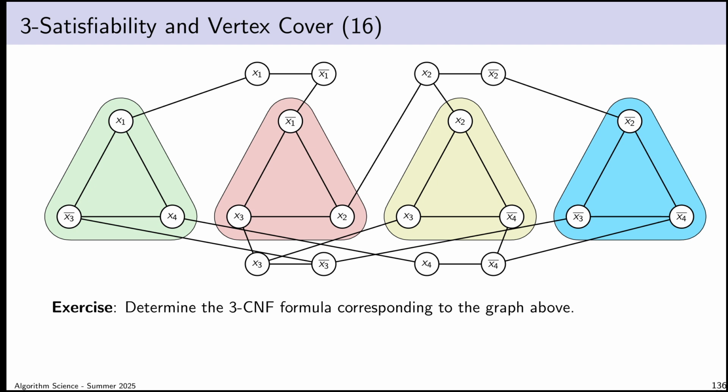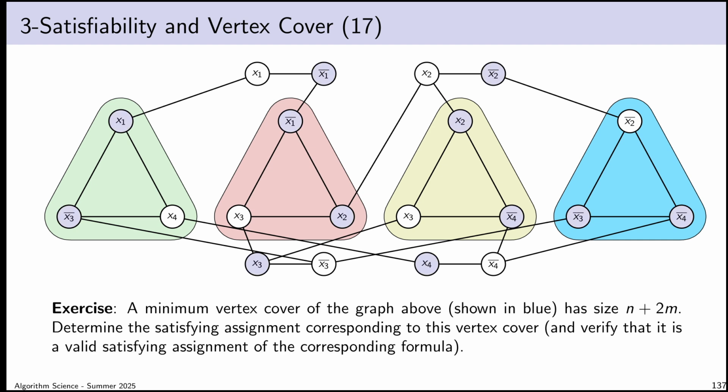Okay, so a couple of exercises. Here is the graph produced by a 3CNF formula that has 4 clauses. See if you can work out what it is. And here's a minimum vertex cover of that graph. It has size n plus 2m, which means, according to our construction, that there must be a satisfying assignment to the formula. And so figure out what satisfying assignment it is.